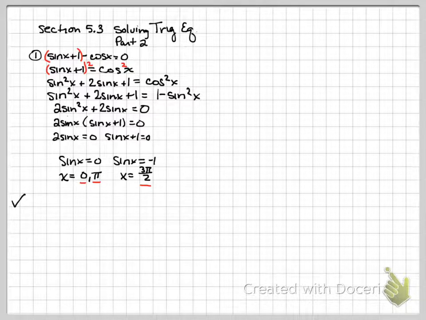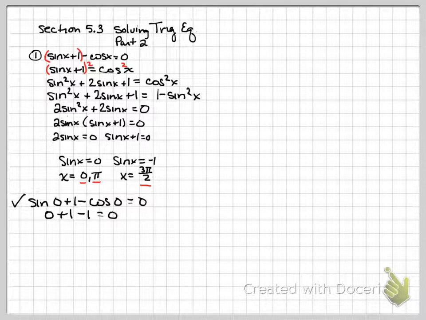So let's do our first check. I'm going to try the 0. I'm going to go sine of 0 plus 1 minus the cosine of 0, and we're going to see if that equals 0. Well, sine of 0 is just 0 plus 1. Cosine of 0 is positive 1, so that's minus 1 equals 0. Looking at that, that's going to check. That's going to be a good solution. We want that one. Let's do the next one.